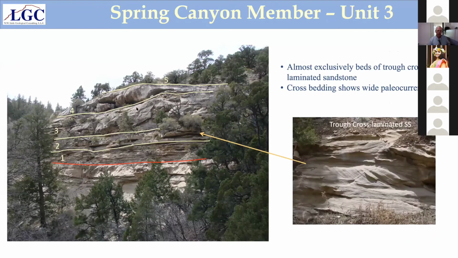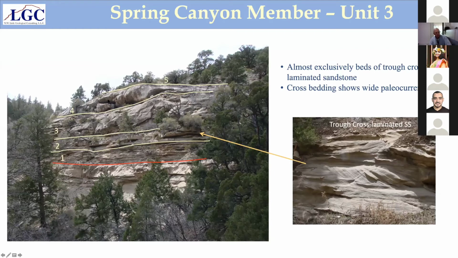The trough cross beds, as we talked about yesterday, are formed under conditions of lower flow regime, and as the energy increases, the trough cross beds tend to become a little bit larger, and we do see that in this outcrop. At the bottom, the troughs are a little bit smaller than they are at the top, and across this boundary, we make a transition.